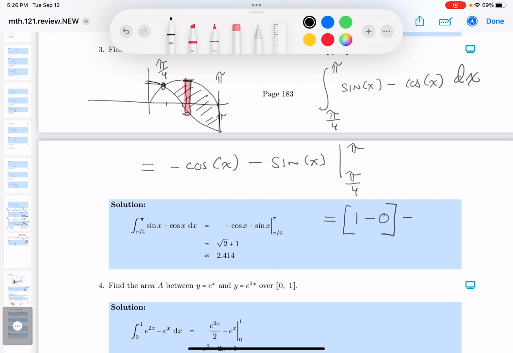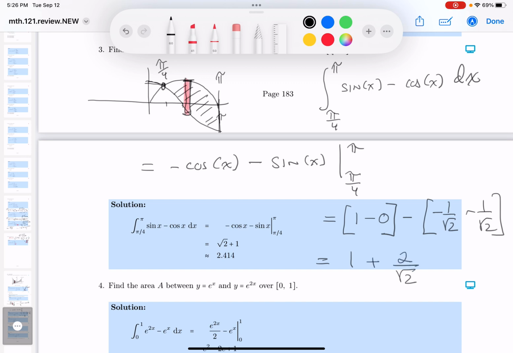Now it's going to be minus the lower limit, and it's going to be pi over 4. So minus 1 over root 2, minus 1 over root 2. What do you get there? 1, right, because 1 minus 0 is 1. Then you get plus 2 over root 2.